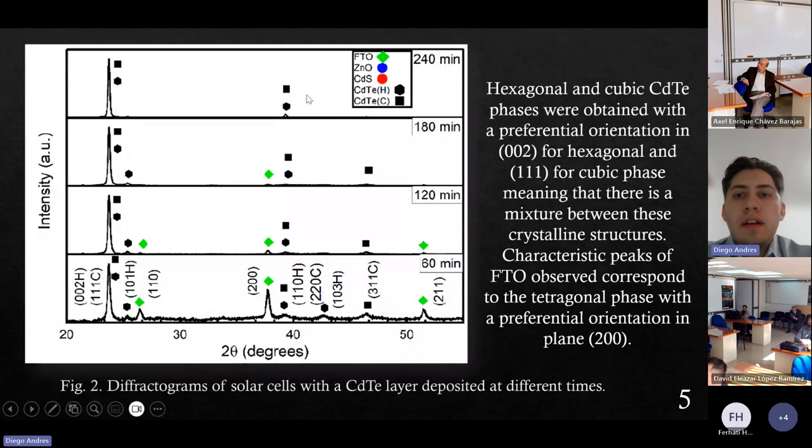Now, what we concluded at first, before the thermal annealing with the cadmium chloride vapors, we can see here in a diffractogram, which shows a mixture between hexagonal and cubic cadmium telluride phases, obtained with a preferential orientation of (002) for hexagonal and (111) for cubic. This is stating that there's a mixture between the two crystalline structures. The characteristic peaks of fluorine tin oxide are also shown, with a preferential orientation plane on (200).